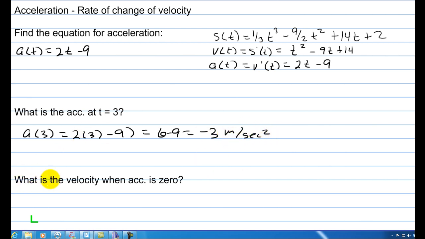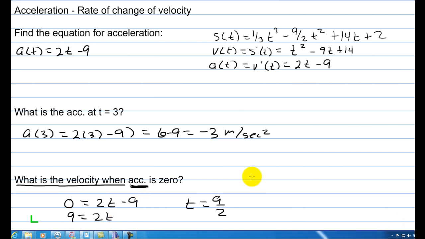This says what is the velocity when the acceleration is 0? So first we have to find out when the acceleration is 0. We set the acceleration formula equal to 0, 2t - 9. So we have 9 equals 2t, so t equals 9 halves. So that's when the acceleration is 0, but the question really is, what is the velocity when the acceleration is 0?